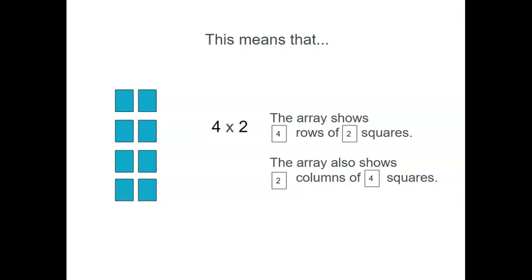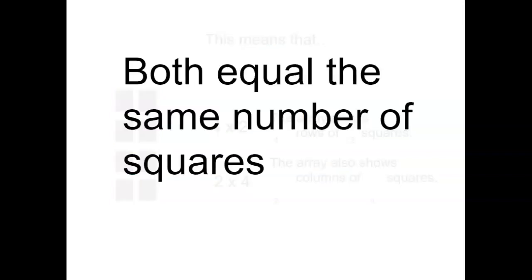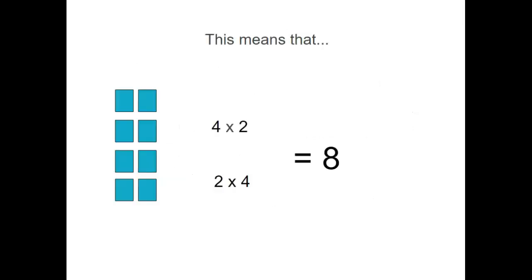The array also showed us 2 columns of 4 squares, which is 2 groups of 4 squares. We can write that using multiplication as 2 times 4. Both equal the same number of squares. So in this case, both 4 times 2 equaled 8 squares and 2 times 4 equals 8 squares.